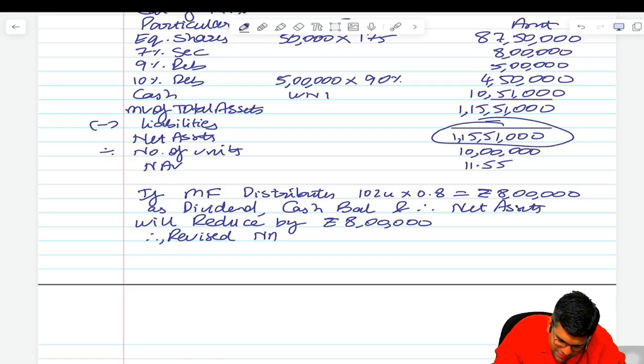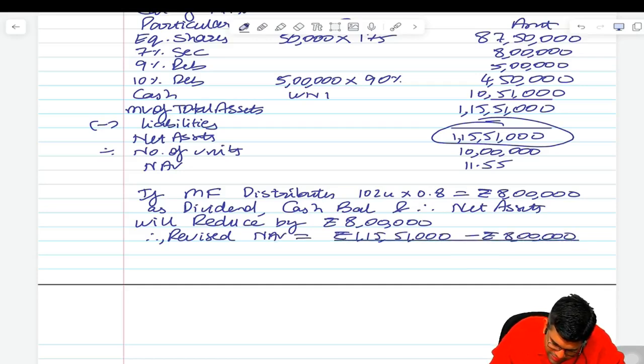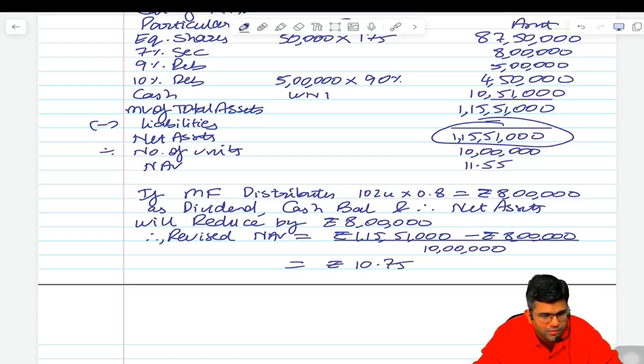Therefore, revised NAV will be 1 crore 15 lakh 51,000 minus 8 lakh, the whole divided by 10 lakh, and that will come to rupees 10.75. Are you all able to understand?